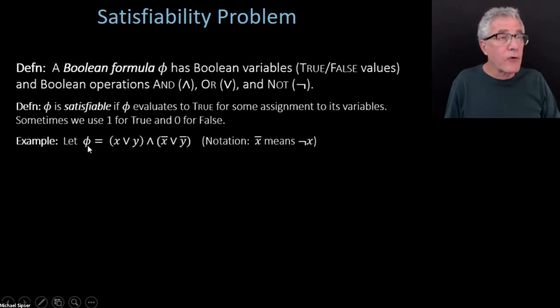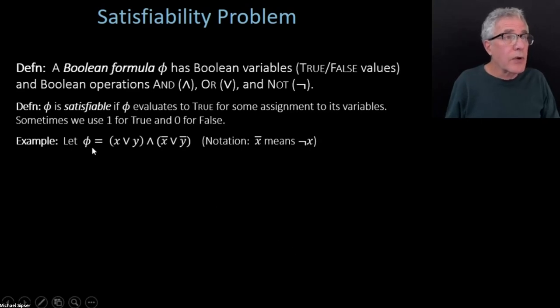Here is our example. Let's take the formula phi, which is (x or y) and (x complement or not y). The notation x with a bar over it, x complement, is just not x. If you're familiar with the other notation for the not operation, which just inverts ones and zeros, we're going to write it with a bar instead of the negation symbol. So I'm assuming that you've all seen Boolean algebra before, where the and operation is only true if both inputs are true. These are going to be binary and operations and binary or operations. Or is true if either input is true, and not is true if its single input is false. So it just flips the answer.